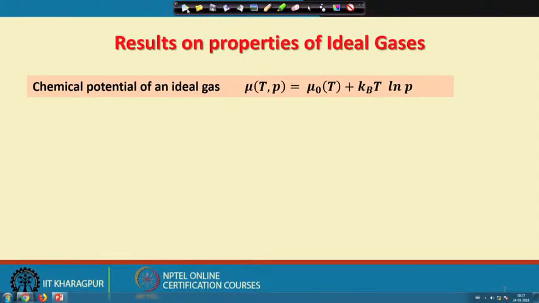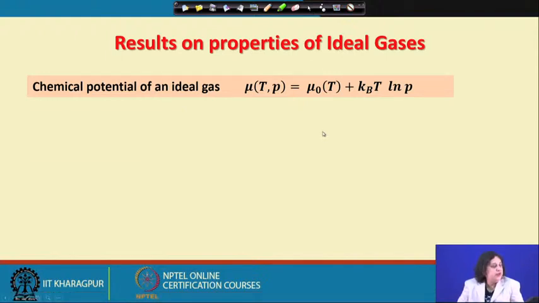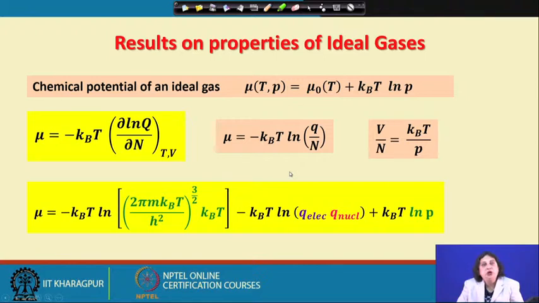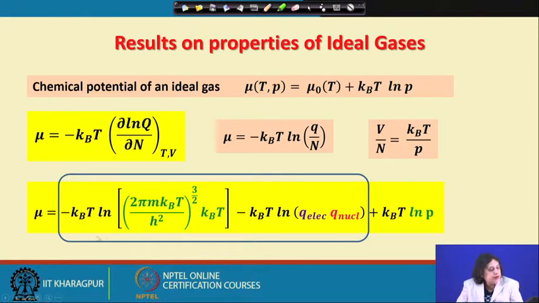Now, we have already carried out this derivation, and indeed we have been able to show that starting from the definition of chemical potential in terms of ln capital Q, it is possible to find out the form of the chemical potential in terms of parameters like the mass of each particle, temperature, Q electronic, Q nuclear, etc. Now, here once again I would like to highlight that this expression has given me one set of terms that is independent of pressure and dependent on temperature only, and it also depends on the kind of system that we are working on.